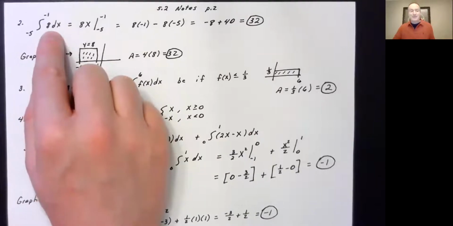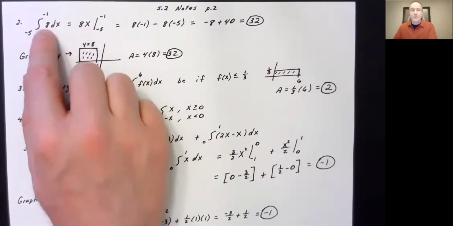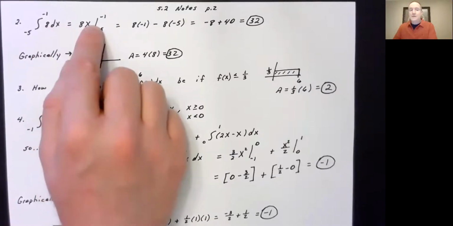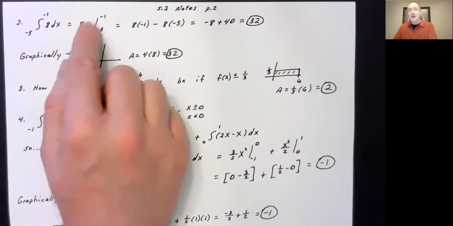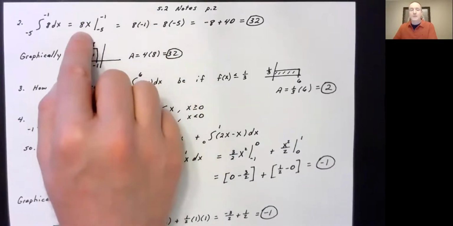of 8 with respect to x. Now, first of all, if I just did this with my integral power rule, I would understand that the inside is understood to be 8x to the 0. So if I increase the power on that x, it becomes 8x to the first divided by 1. You don't need to put a 1 in the denominator.